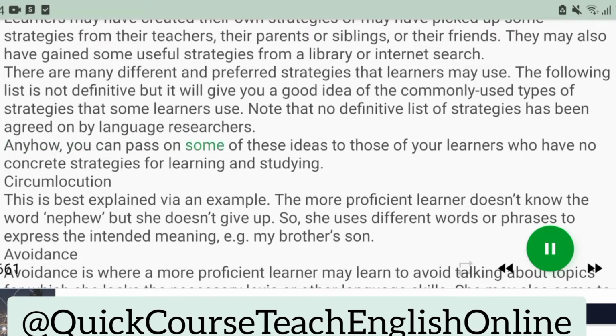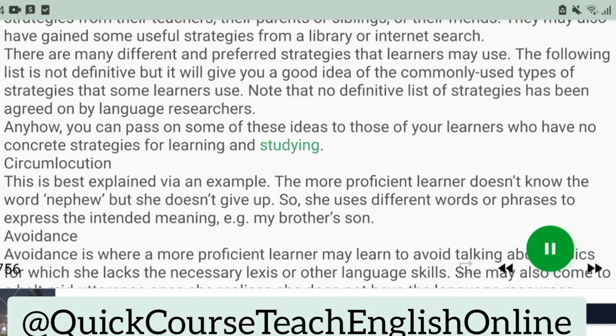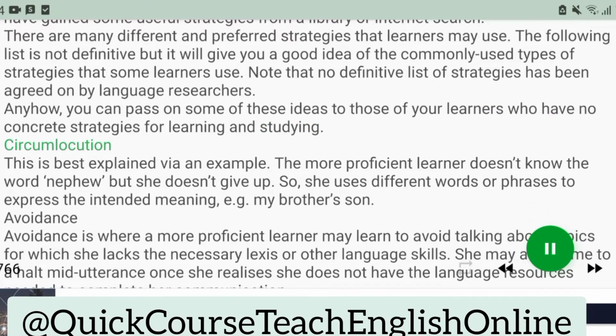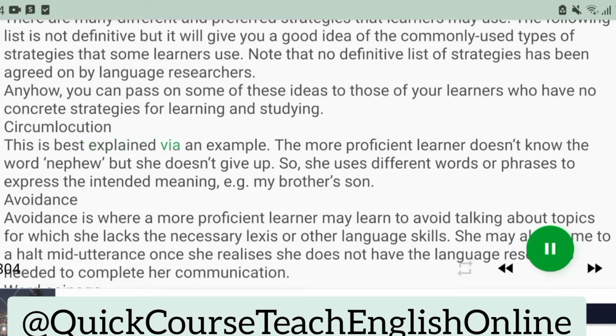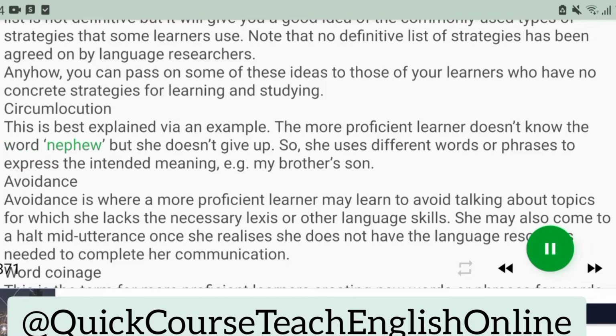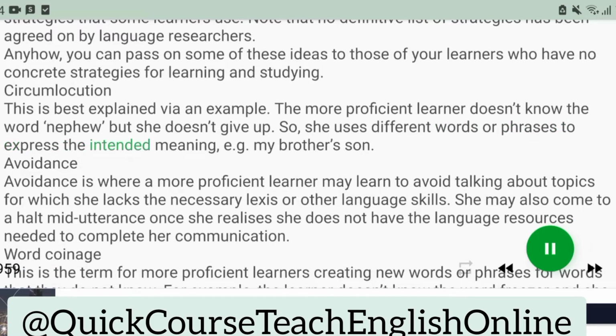Anyhow, you can pass on some of these ideas to those of your learners who have no concrete strategies for learning and studying. Circumlocution. This is best explained via an example. The more proficient learner doesn't know the word nephew, but she doesn't give up. So, she uses different words or phrases to express the intended meaning, e.g., my brother's son.